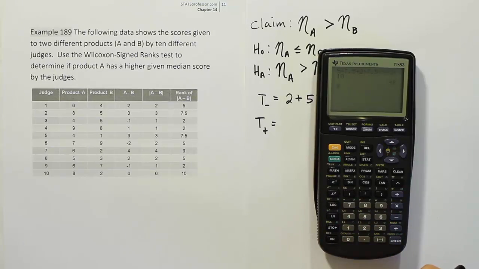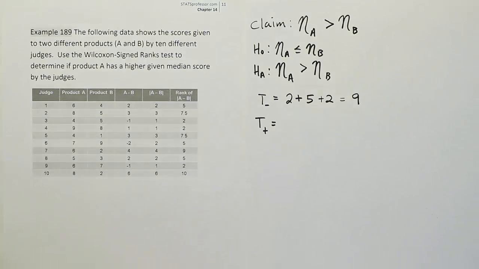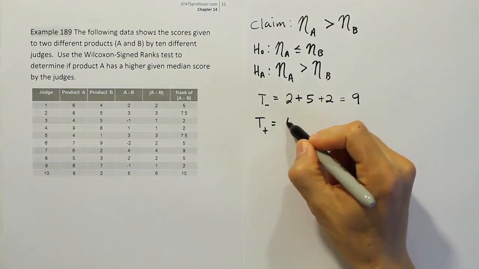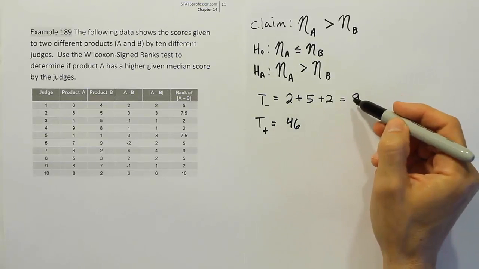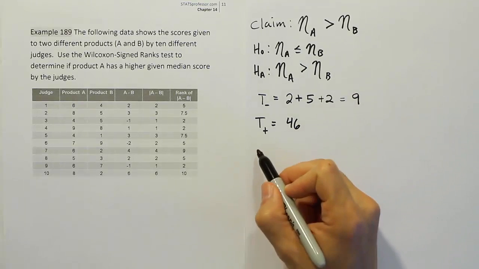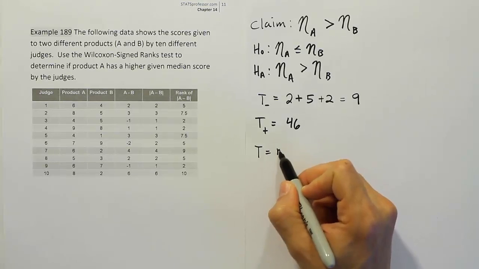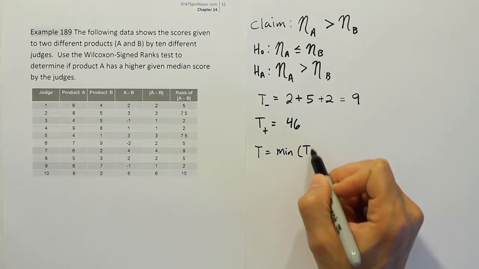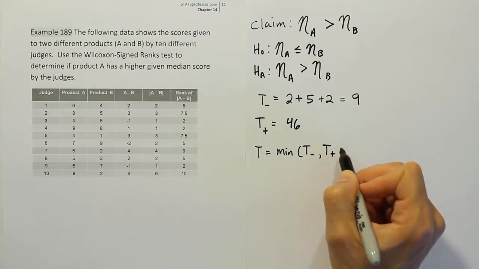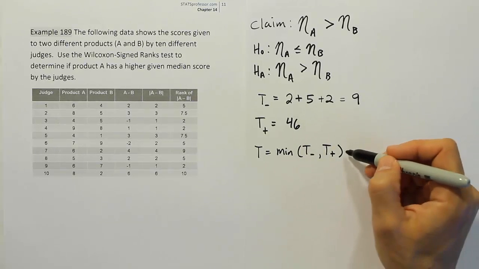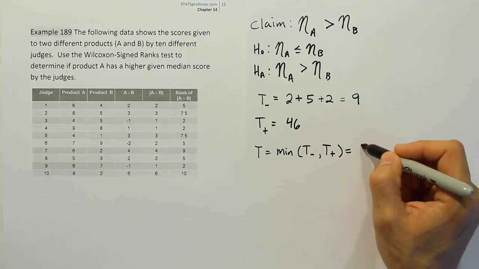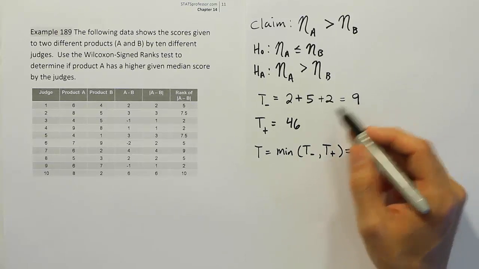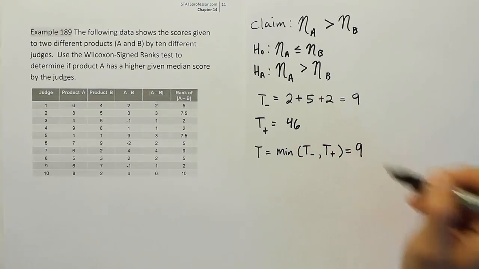And sure enough, when we add them all up, we get 46, which is what we expected to get. All right, so this becomes 46. Remember that it's the smaller of the two that becomes our test stat. Our test stat is equal to the minimum of T negative and T positive. So we really didn't even need to get this 46. I just did it as a check, really, because once I saw that this one was 9, I knew it would be the smaller of the two, and it had to become our test stat.